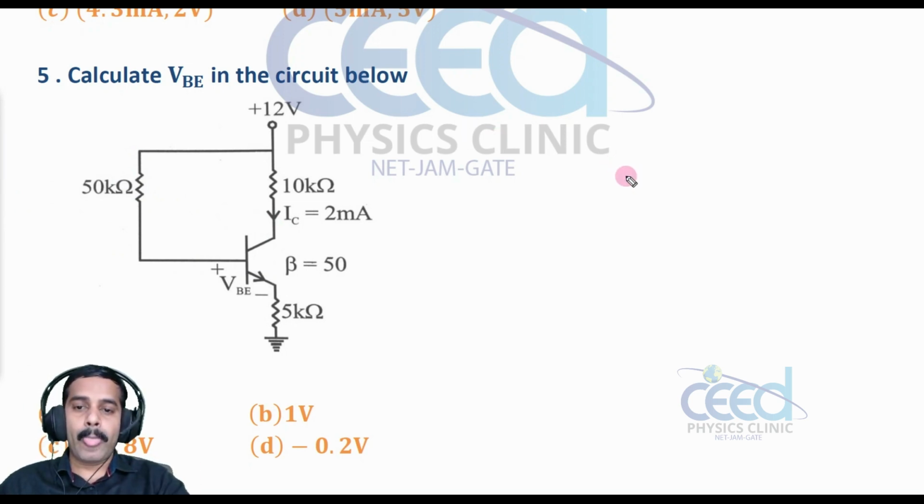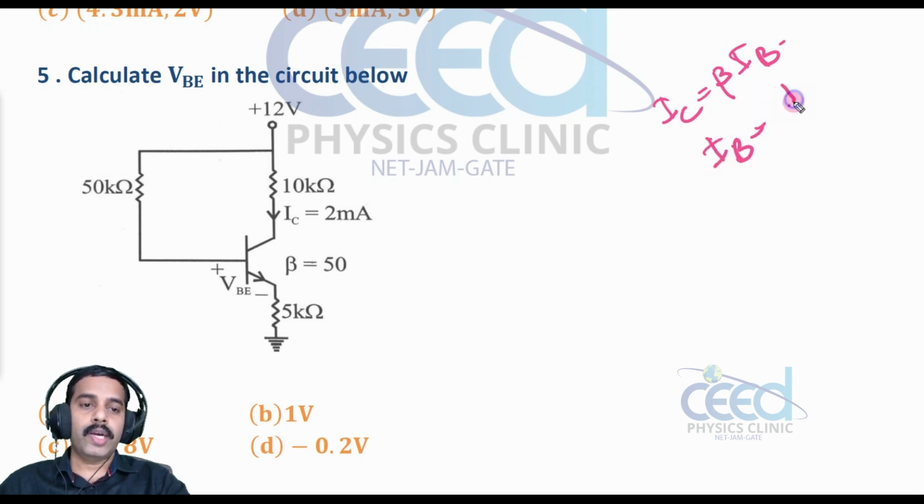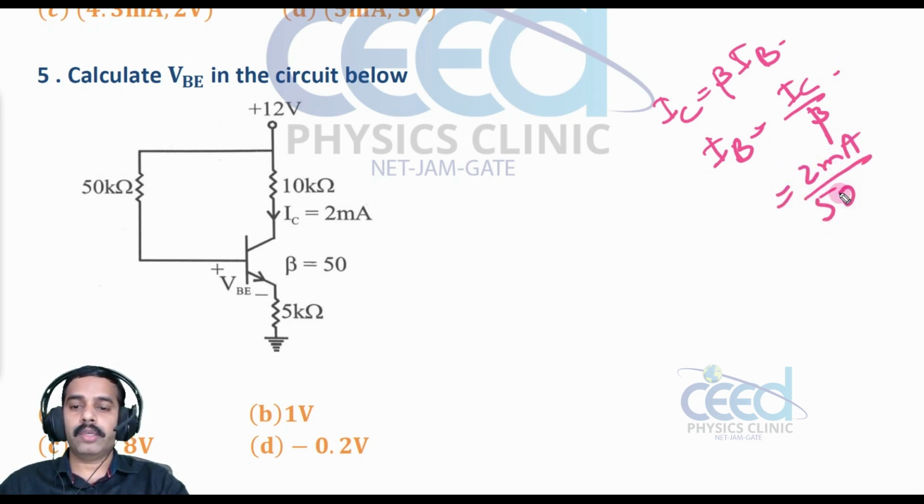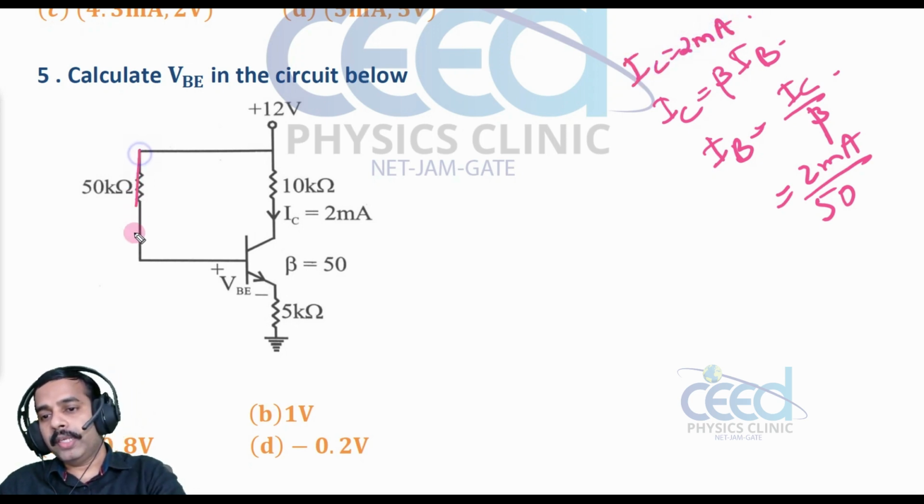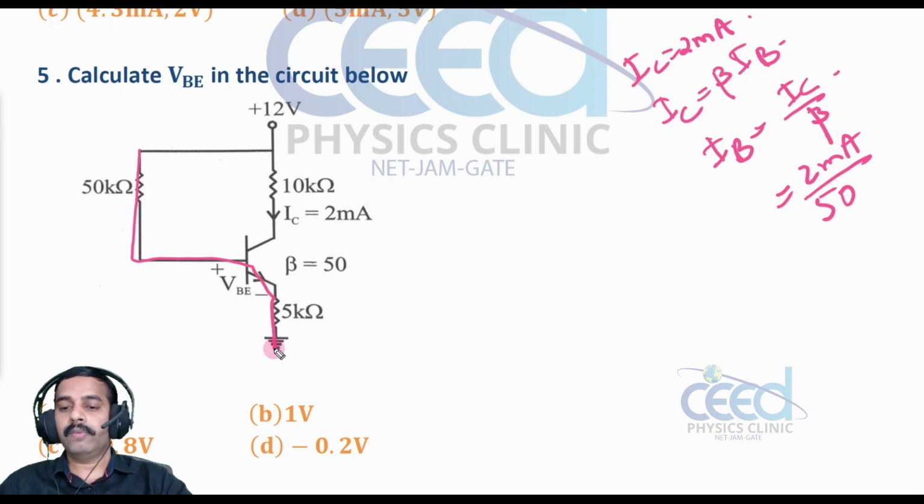IC is equal to beta IB, right? So beta is given. So what is IB? IB is equal to IC by beta. That is 2 milliampere divided by 50. So 2 by 50 milliampere. Now we already have the value of IB and IC. IC is equal to 2 milliampere. Now let us apply the Kirchhoff rule across this junction. RB is equal to 50 kilo ohm, right? This is IB.